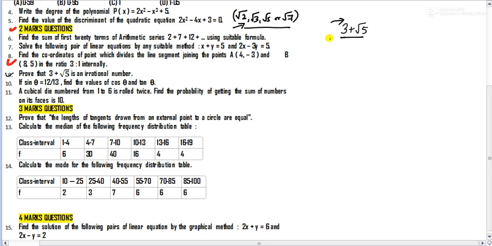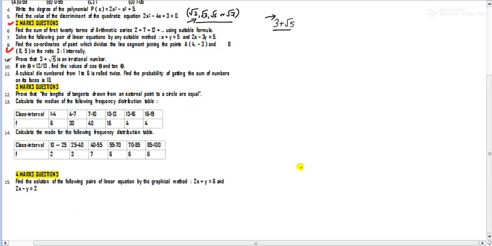So if you get a question like this, prove that 3 plus root 5 is an irrational number, how are you going to write that in the exam? Before starting that, let me tell you some basics. Irrational numbers are those numbers which cannot be written in the form of p by q, that is numerator by denominator. If we can't write them in this form, that number is called an irrational number.